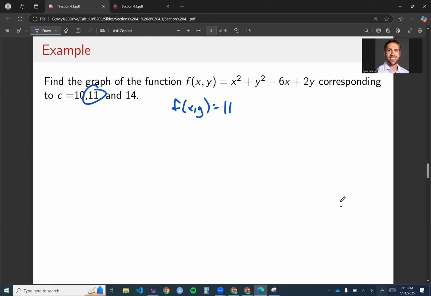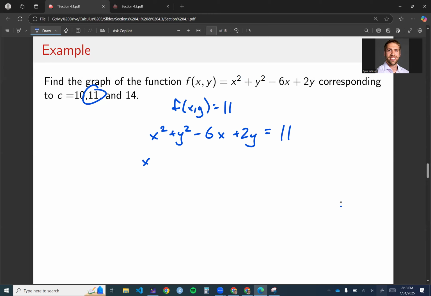So we're finding the graph of the function corresponding to when the function is equal to 11. So that would be x squared plus y squared minus 6x plus 2y equals 11. Right? What sort of shape is this? A circle, right? Which would be easier to see if we completed the square.